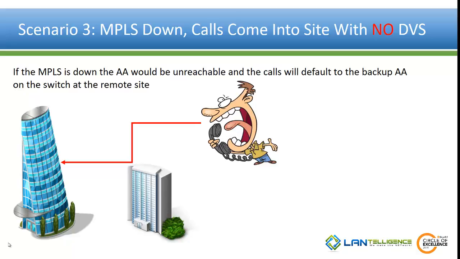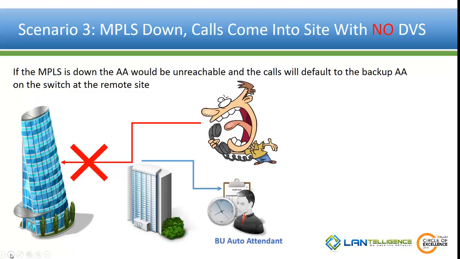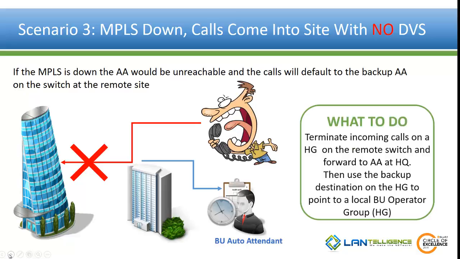So now we look at what happens when calls are supposed to go to the auto tenant, and that connection, the MPLS to the headquarters, is down, and the only auto tenant is available on a managing server, or the HQ. So you've got the loss of the connectivity. The calls can actually go to the backup auto tenant. Okay, again, not the expected behavior that you want. So what to do in this scenario?